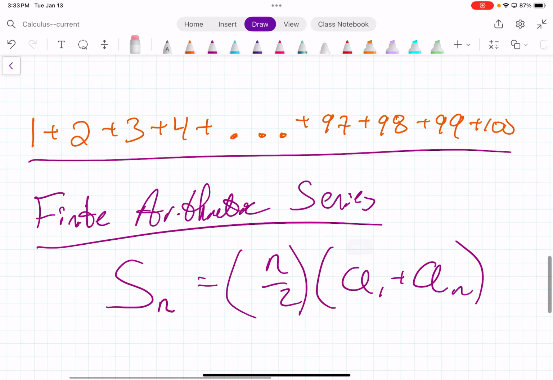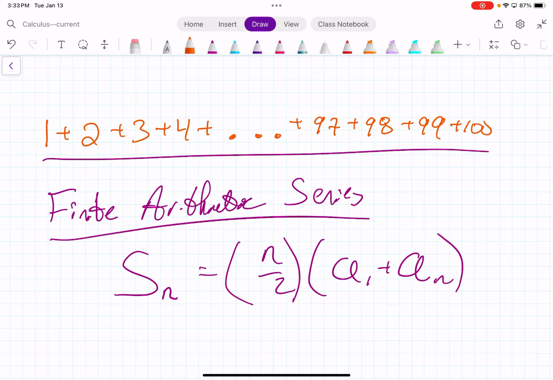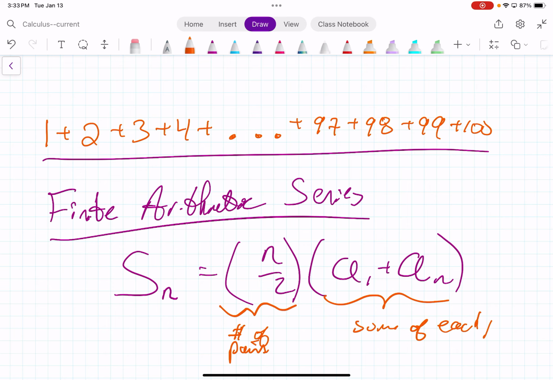Correct. Yeah, and maybe we could just list what you just said. Like this will really say the number of pairs, and this would say the sum of each pair. Right? So in that example, we know the sum of each pair, the way that Henry did it, was 101. And how many of those do we have? Well, we'd have 50 of them because it's 100 divided by 2. Okay?